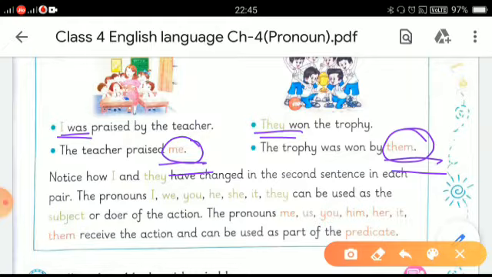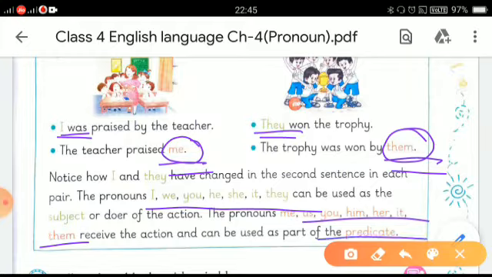The pronouns I, we, you, he, she, it, they can be used as the subject or the doer of the action. The pronouns me, us, you, him, her, it, them receive the action and can be used as part of the predicate.